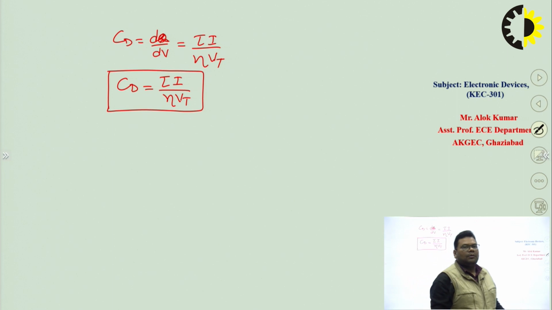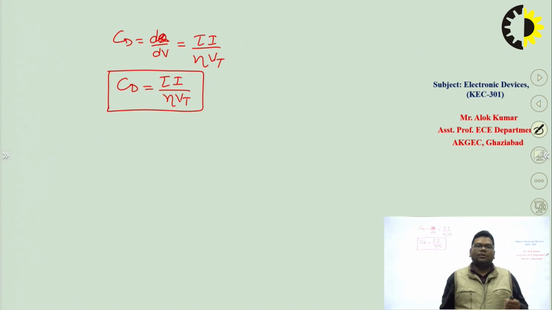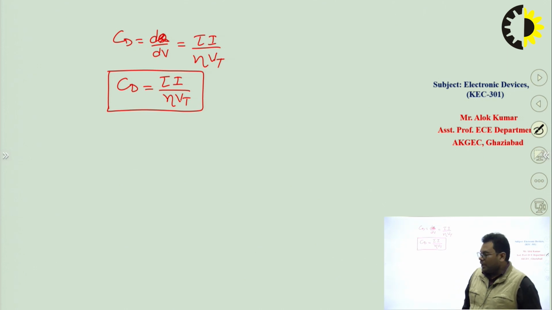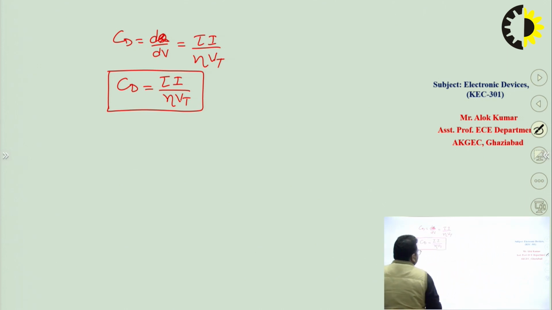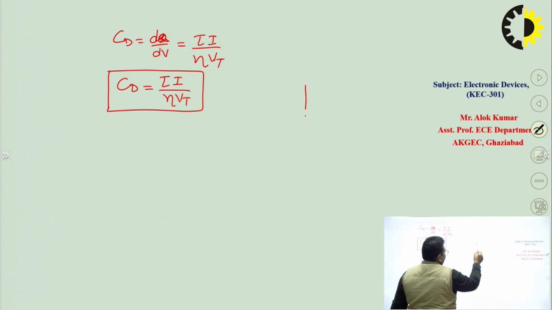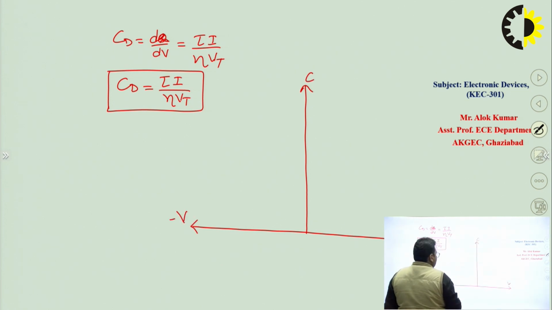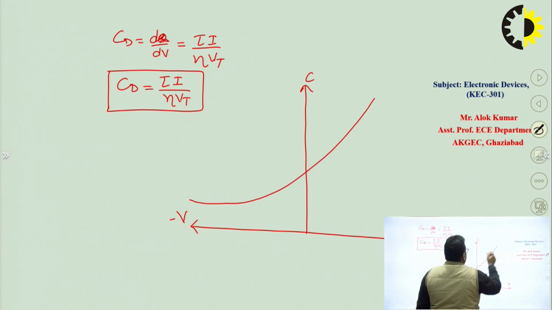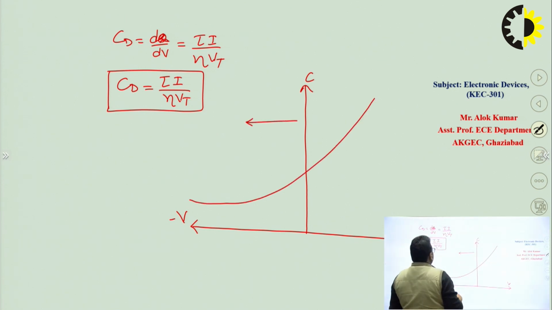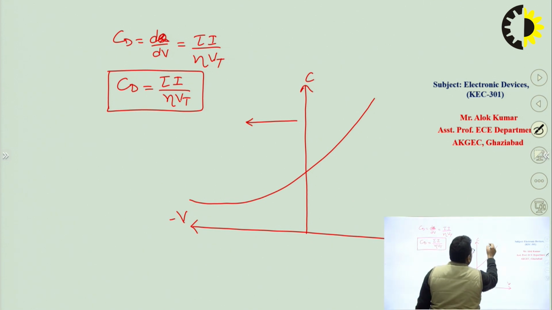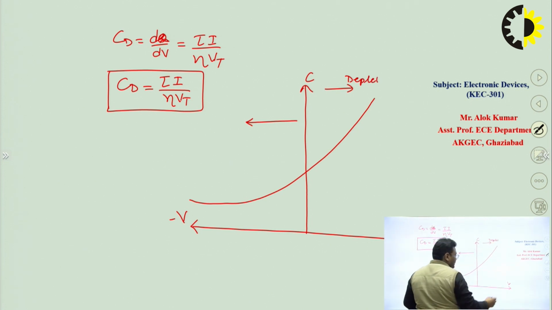So this is the way we can calculate the value of transition capacitance and the value of diffusion capacitance. This is a very important topic. And if we try to plot these capacitances with respect to voltage, what graph will we get? Here I take the capacitance, and on this axis I take the voltage. I will get this type of graph. In forward bias, on this side we will have diffusion capacitance.